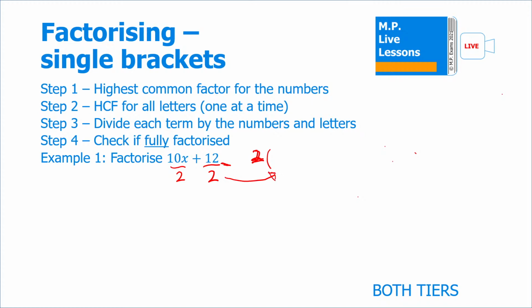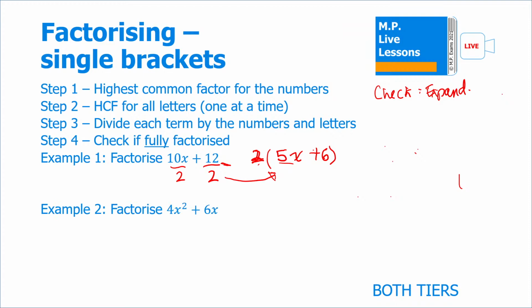So for example, 10x divided by 2, you'd get 5x. And then 12 divided by 2, you get plus 6. And a good way to check is to expand. In this case, if I expanded, you'd have 2 times 5x, which is your 10x, and 2 times 6, which is your 12.